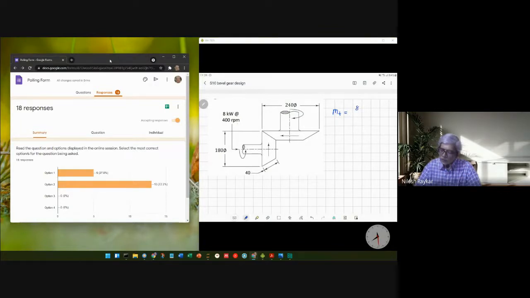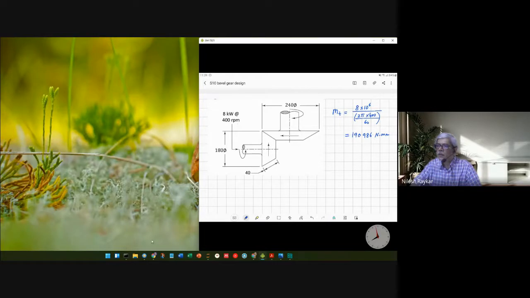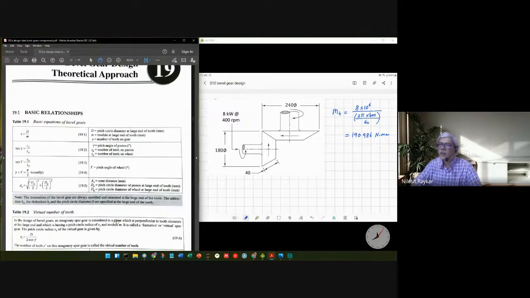The power given is 8 kilowatt. So the torque is 8 into 10 to power 6 divided by 2 pi into RPM divided by 60. That is 190986 Newton mm. Next, for the purpose of calculations, let's have the design data book formulas in front of us so that we don't keep on shifting.